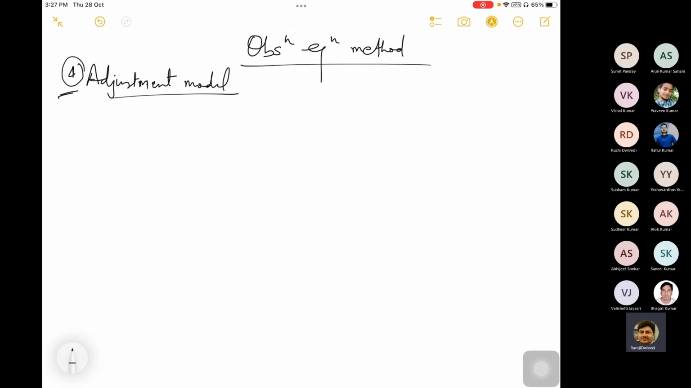In that fourth step you have to develop the adjustment model, and that has to be based on a least square solution, and that least square solution is again of three types. So we are reading the first type, which we call the observation equation method. We should think about when we should approach the observation equation model, because we have to make a rule for when we'll go for the observation equation model, when for the condition equation, and when for the mixed model, isn't it?